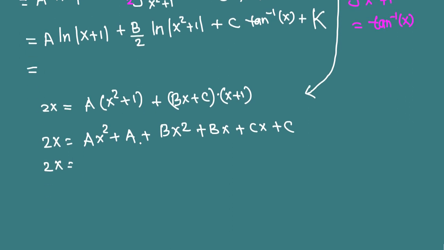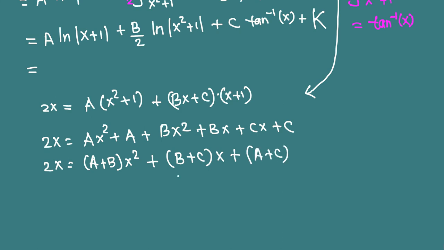So ax squared and bx squared, we can combine these two, so (a plus b) x squared, then bx plus cx, (b plus c) x, factor x out, and the constants a and c, plus a plus c. Now we are saying the right hand side is equal to the left hand side. The left hand side is just 2x, there is no x squared, so we can always write 0x squared plus 2x plus the constant is 0.